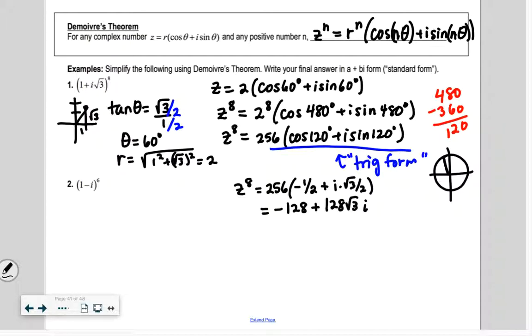Sorry, probably dumb question, but how did you get 480 for the angle? I took my 60 and I multiplied by 8 to get that. Does that make sense? Do you guys get it?